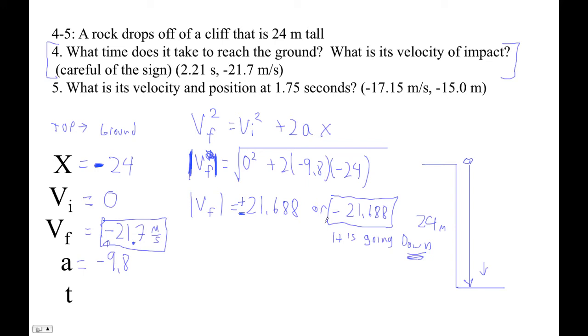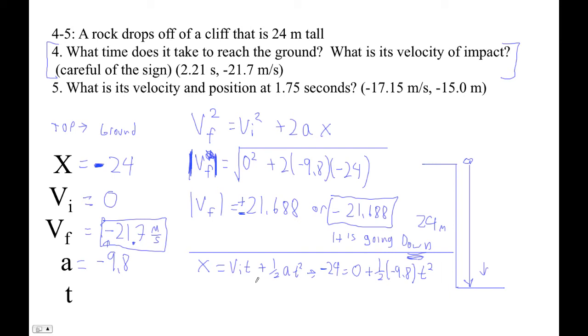And then, time to reach the ground. This is a tough one. I'll tell you what, I'm going to choose to use this guy: x is v_i t plus 1/2 a t squared, right? So that becomes negative 24 equals, and then the initial velocity is 0, so I'm just going to say 0 times whatever time, plus 1/2 times negative 9.8 times t squared. And this is just like the reaction time lab, right?